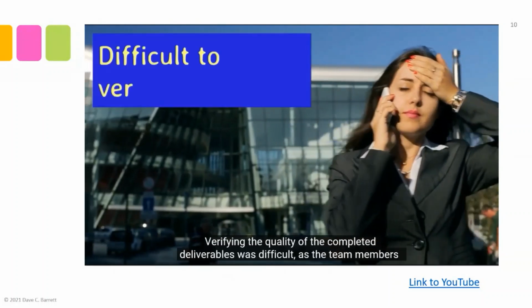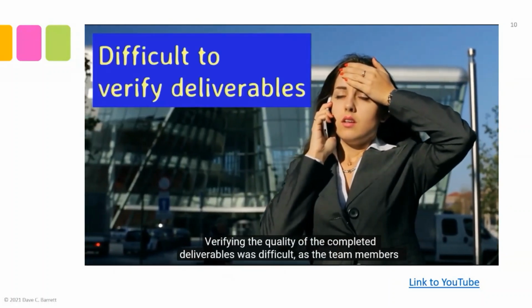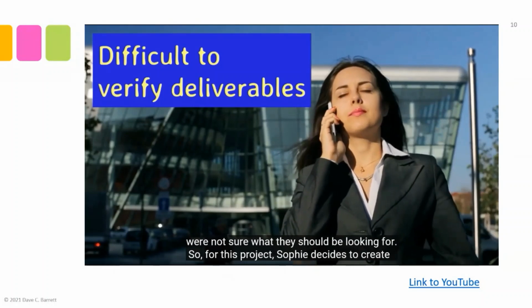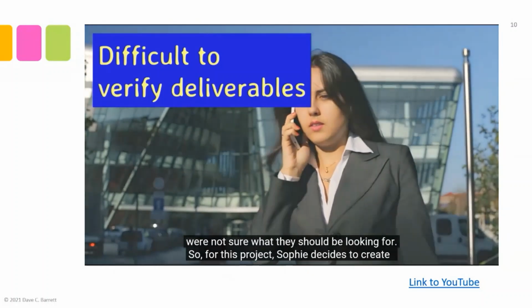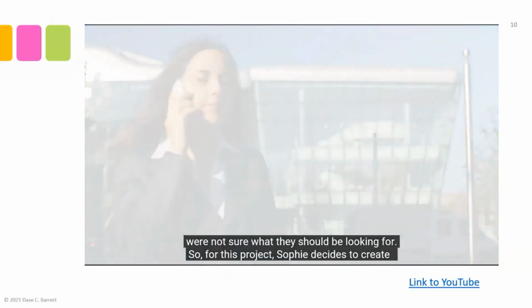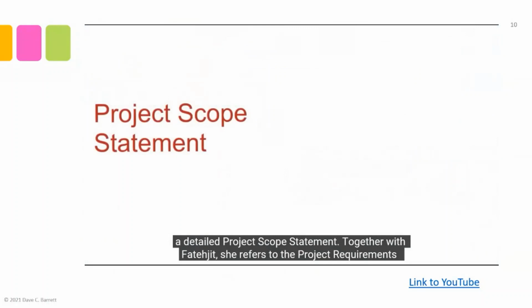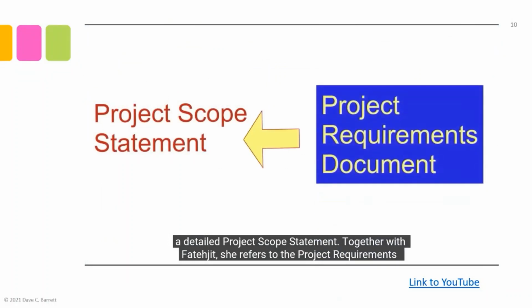Verifying the quality of the completed deliverables was difficult, as the team members were not sure what they should be looking for. So, for this project, Sophie decides to create a detailed project scope statement. Together with Fattyjet, she refers to the project requirements document as they begin to define the various deliverables that will be created during the project.